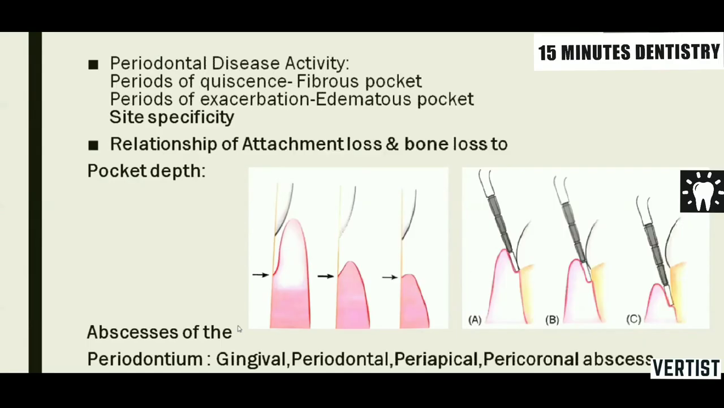Now there are abscesses of the periodontium. You must know what a gingival abscess, periodontal abscess, periapical abscess, and pericoronal abscess are. You have to know the diagnosis, the clinical differences, and the radiographic differences. You can take a radiograph to differentiate between periodontal, periapical, and pericoronal abscesses, and then you have to give the proper management of those. So this is about the periodontal.